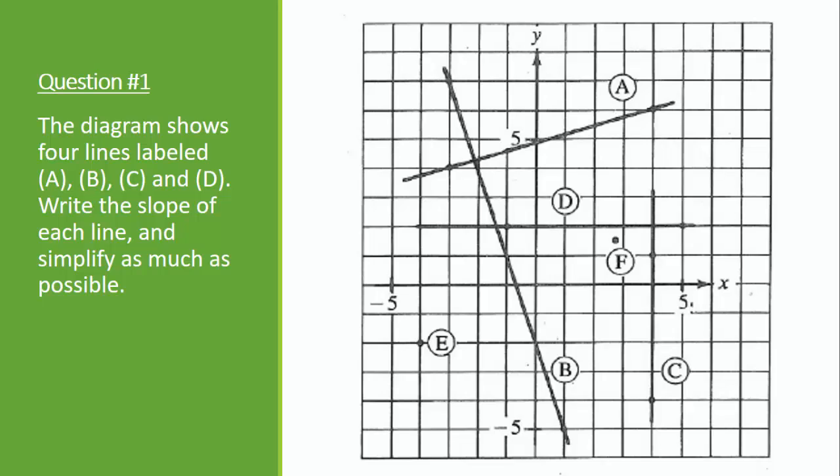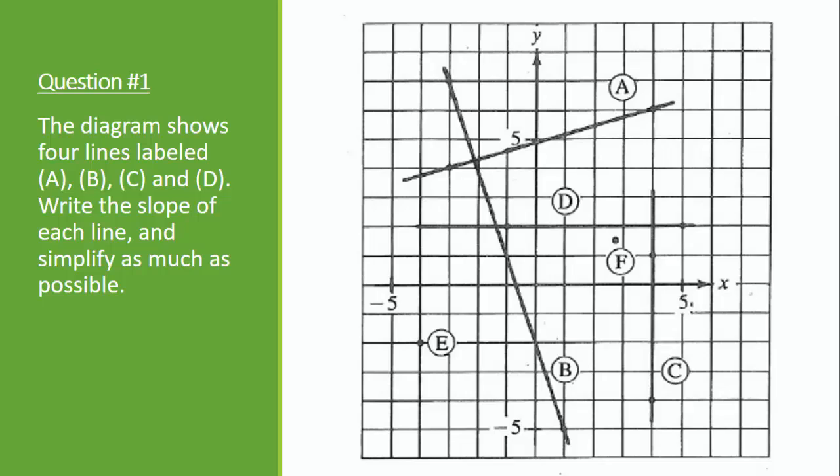The question says that the diagram shows 4 lines labeled A, B, C, and D. Write the slope of each line and simplify as much as possible. We're going to go through just the first one, show you how to work out the slope of line A, and then assume that you would use the same principle for doing the slope of line B, and C and D are special cases which we'll talk about.